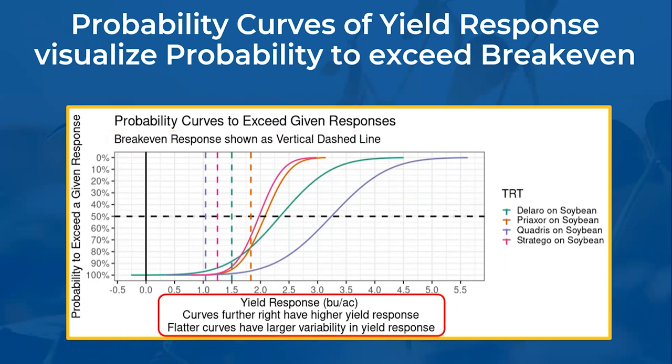Another thing to note is that with the probability curves, the further right they go, the higher yield response they have, and the flatter the curve, the larger the variability. As you can see, for example, the blue line stretches further to the right, but is flatter. So it has the potential for higher yield response, but also had a larger variability within the trial.